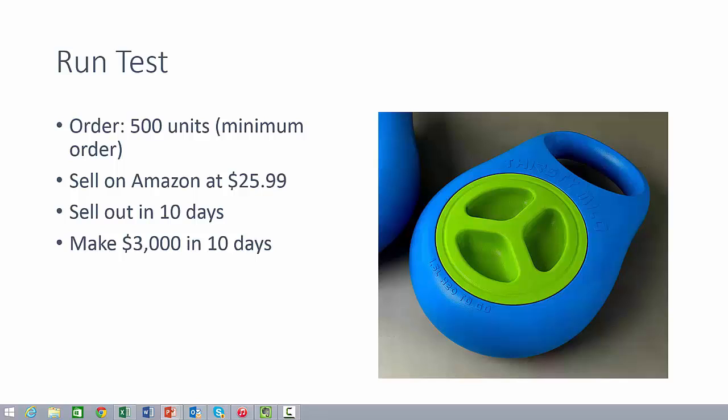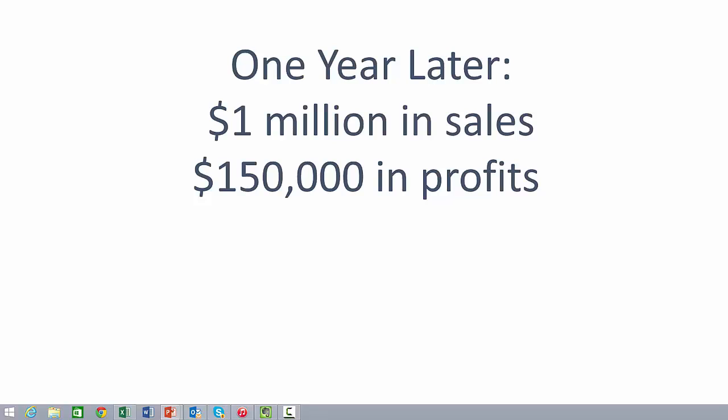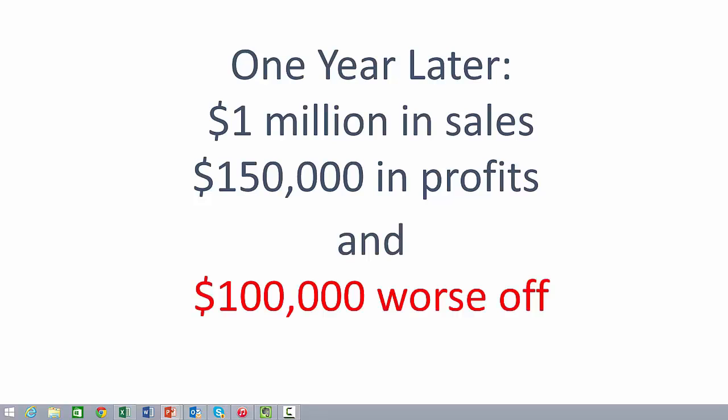And so you think you can grow this from 500 units in 10 days. You think, okay, well, I can grow this. So you're aiming to grow it at 20% per year. And what happens? One year later, you've got $1 million in sales, $150,000 in profits, and you're $100,000 worse off. So rather than having $150,000 in the bank account, you owe $100,000.